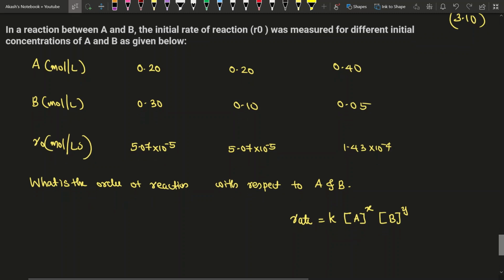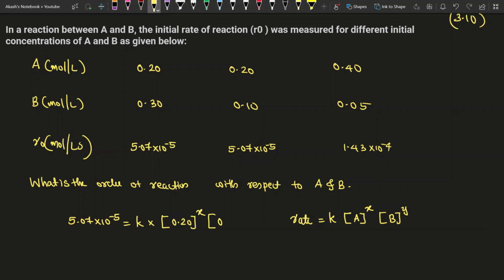We can take the first data. We know the concentration of reactant A is 0.20 and B is 0.30. At that time, the reaction rate is 5.07 into 10 raised to minus 5. So we can write the rate of the reaction: 5.07 into 10 raised to minus 5 equals the rate constant k into the concentration of A, that is 0.20 raised to the power of x, into 0.30 raised to the power of y.